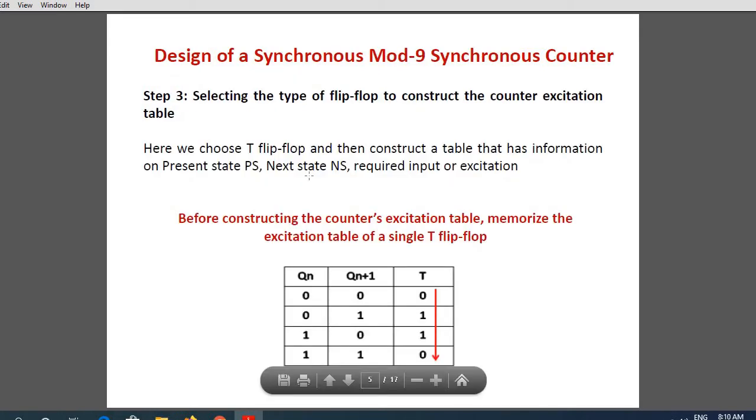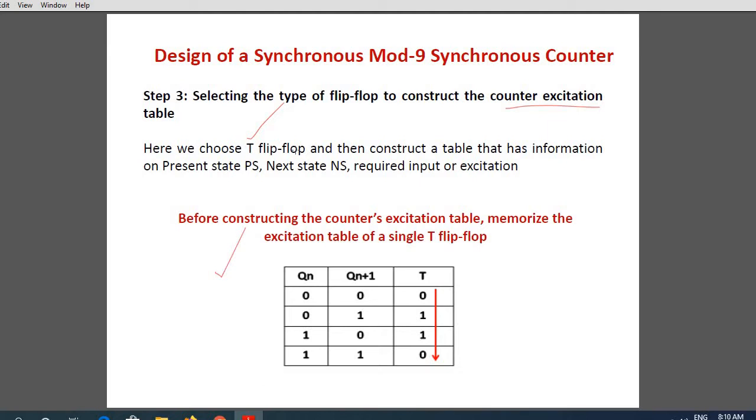Now, the third step in any counter design is selecting the type of flip-flop and then constructing the counter's excitation table. Here we are going to choose T flip-flop. First, the excitation table of a single T flip-flop. You should write the Qn plus 1 combinations: 00, 01, 10, 11. Then write your T. You should know this very thoroughly. If your Qn to Qn plus 1 combination is 00, your T is 0. If it is 01, your T is 1, and so on. Learn this table by heart.